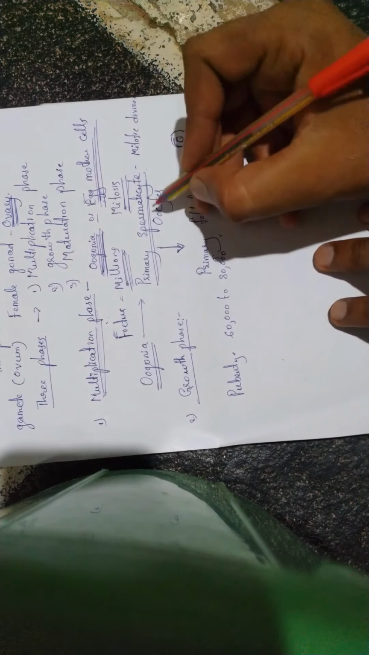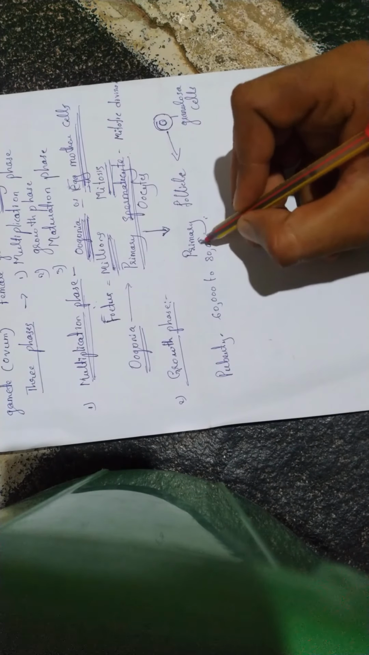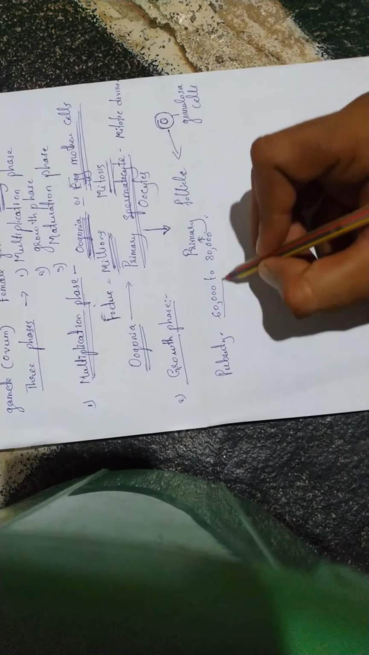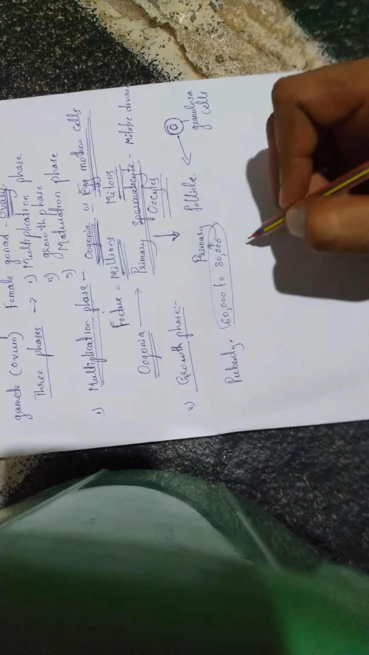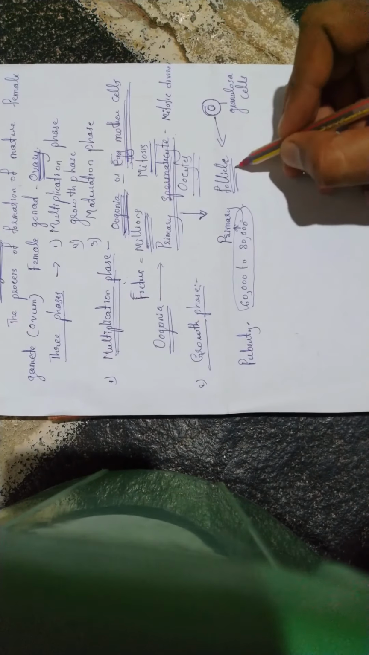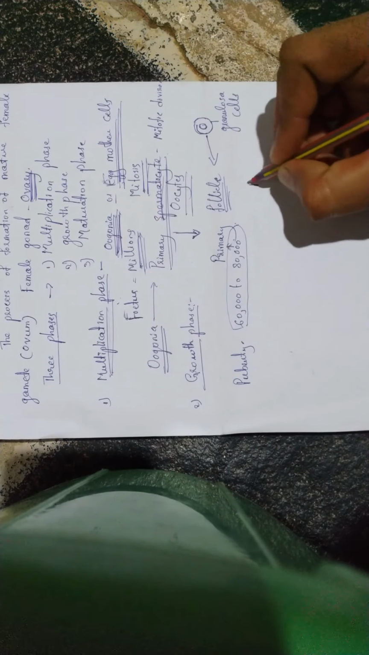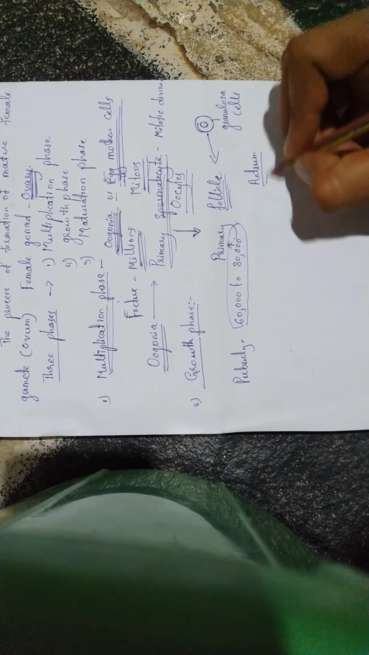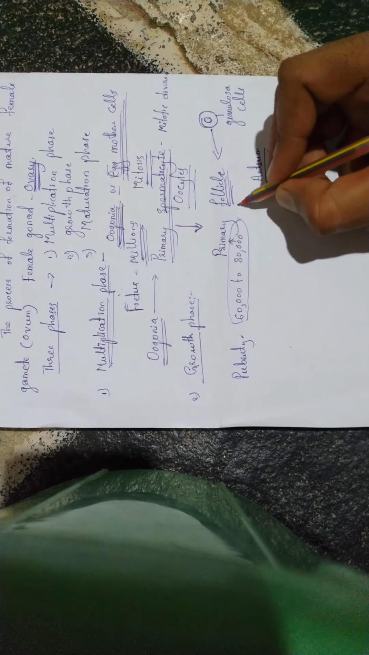These primary oocytes degenerate. Only 60,000 to 80,000 oocytes, the follicles, exist, and this follicle has a cavity filled with fluid. That cavity is called the antrum. It is a cavity filled by fluid where the primary follicle exists.